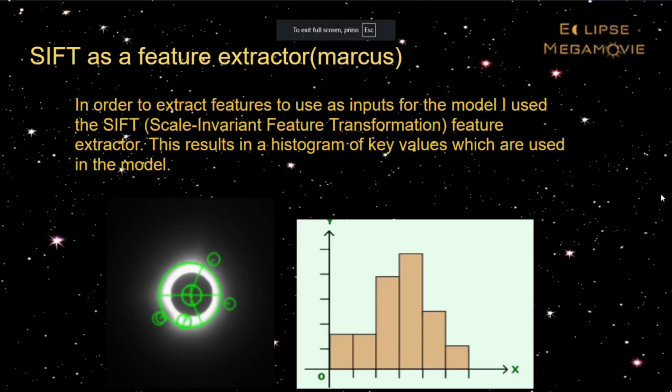And to do that, I used the SIFT, or Scale Invariant Feature Transformation feature extractor. And the way this worked is it would pull out a number of key points, like these circles here that are plotted here, and would assign them values, which would be plotted into a histogram, like this example histogram, which would then be piped into the model to be used as inputs.